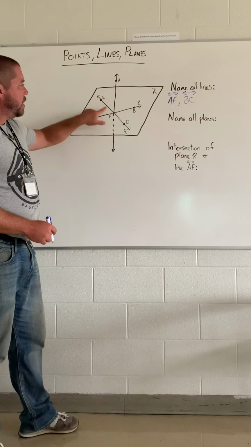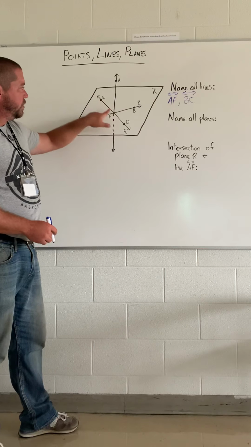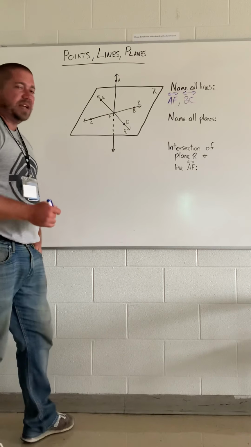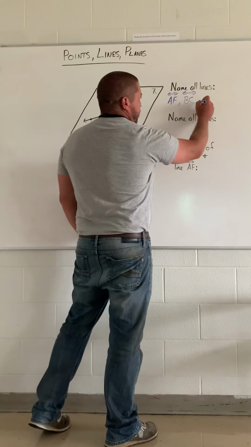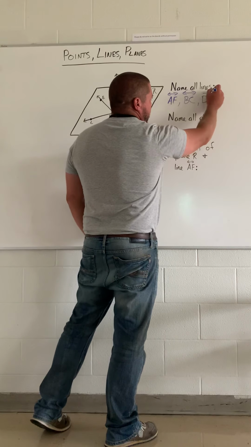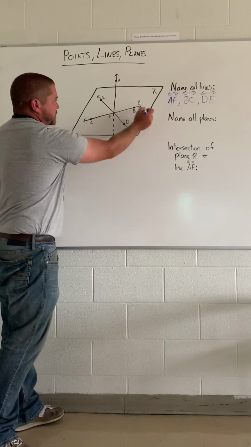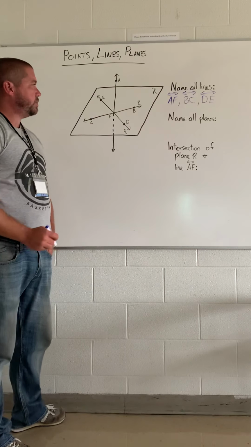We also have a line that contains points D, E, and F. They're all on that same line, so we can call that by any 2 points. I'm going to call that line DE. So we've named this line, and this line.